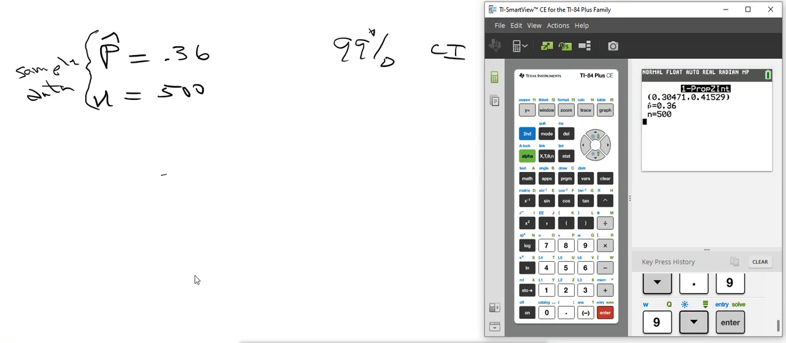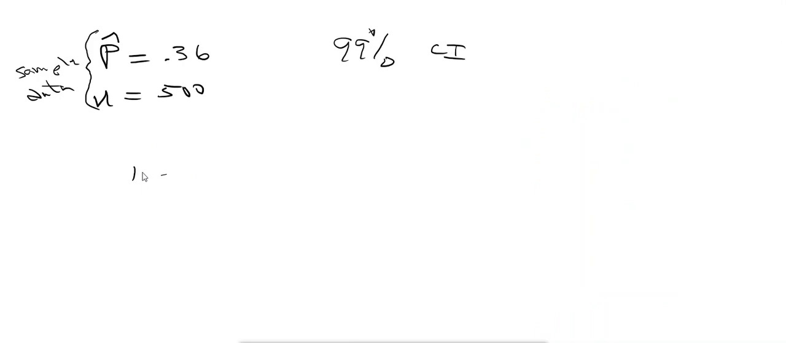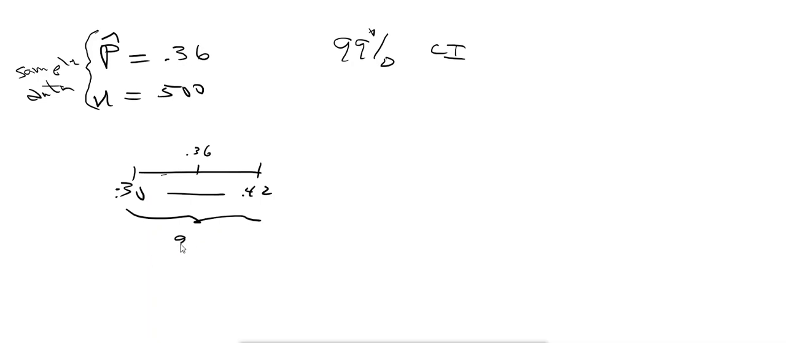So over here again, the 30 to 42, we'll round it off. So my confidence interval is 30% up to 42%, right? 36 is right in between those two. So from here to here is our 99% confidence interval.